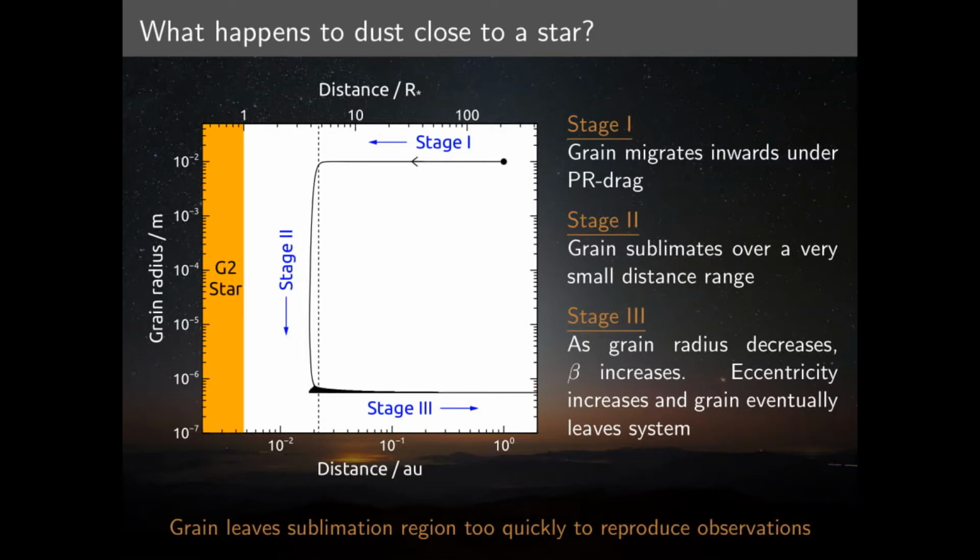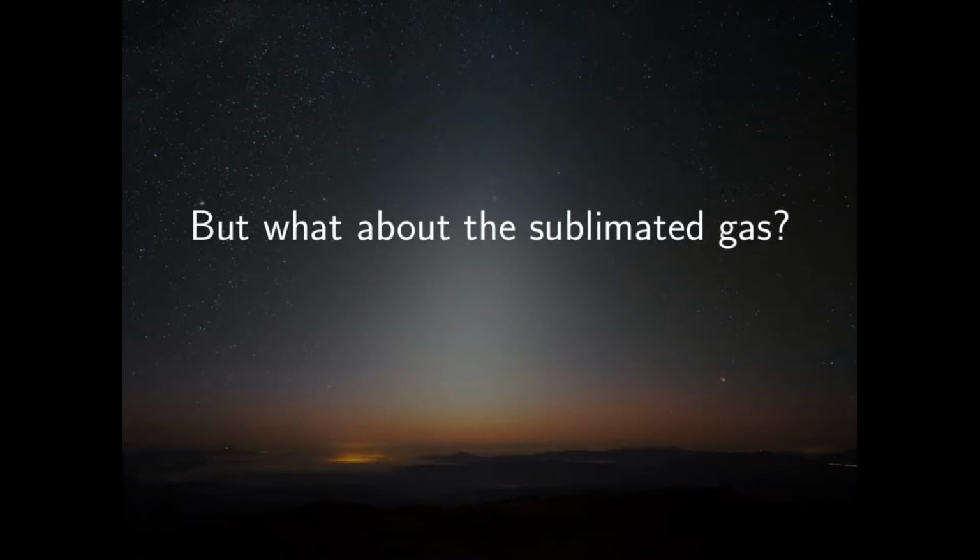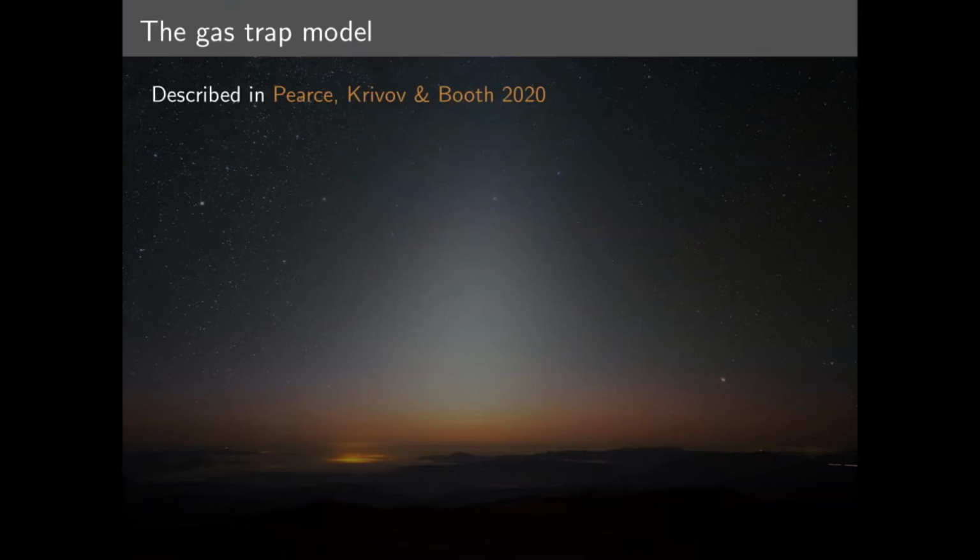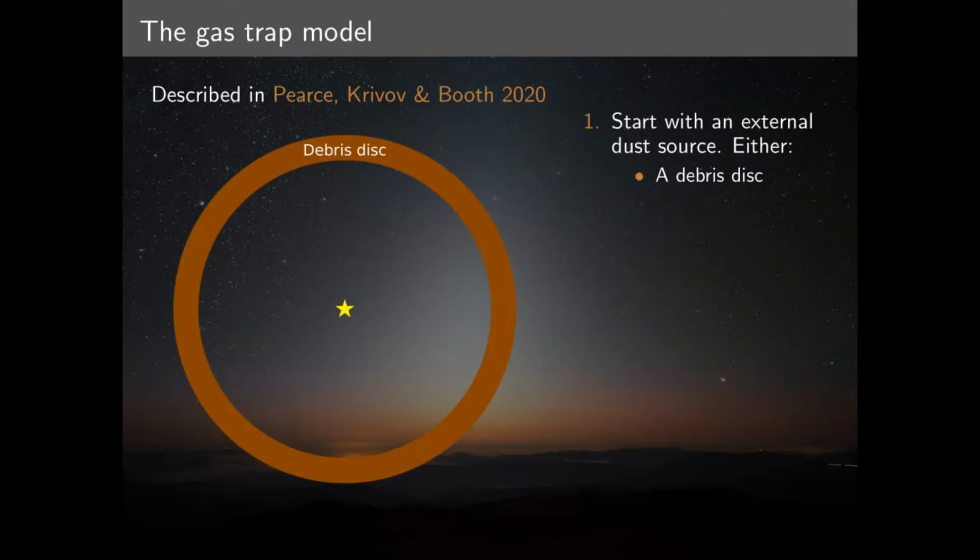So this model doesn't work, but the question we ask is what happens to the gas that's released by this sublimation process? What dynamical effect does it have on the dust grains in this picture? The scenario we investigate is described in Pearce, Krivov and Booth 2020, and we give a quick overview of the scenario now. So first we have the star, and exterior to the star we have a source of dust, which can either be a debris disk or it can be comets.